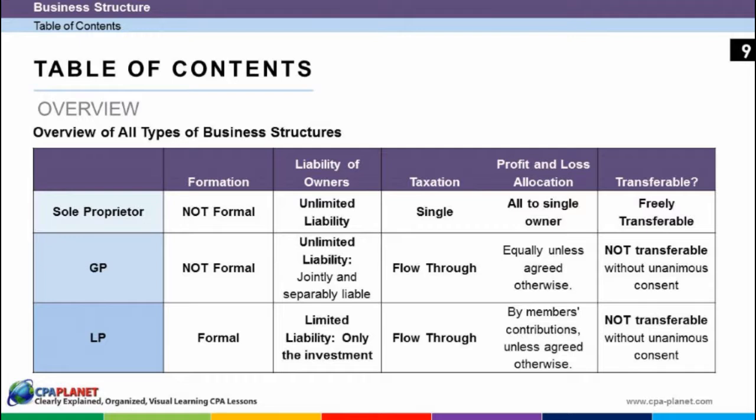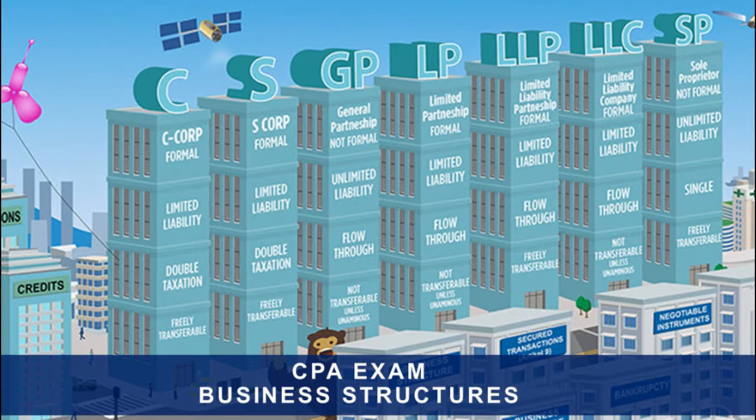We've got a grid that shows the formation for all of these, the liability of the owners, the taxation, the profit and loss allocation, and if ownership is transferable. So this grid gives you an overview. Note that the overview is also on the buildings on your lesson city map. That information is all there on the buildings themselves. So let's go through them one by one.